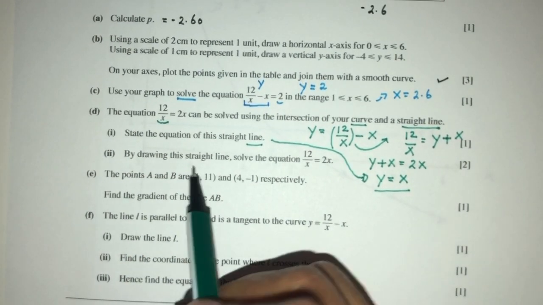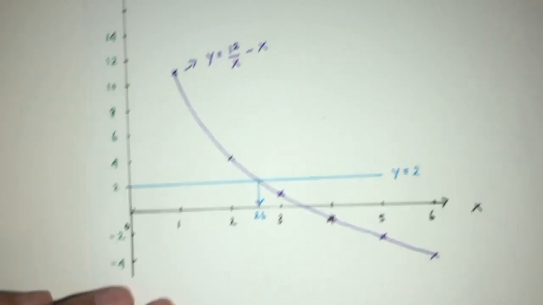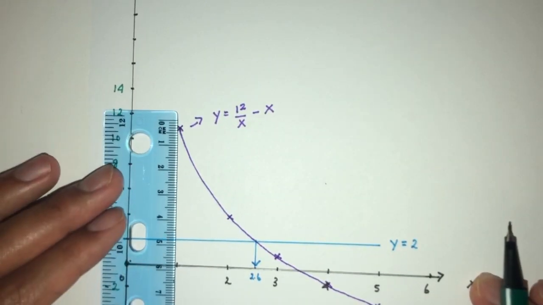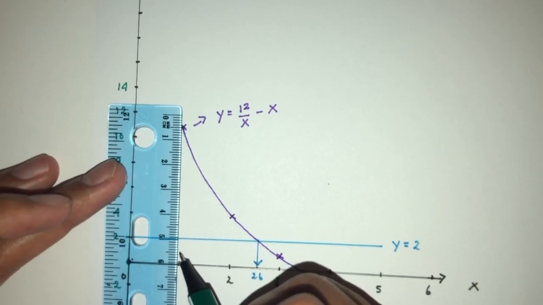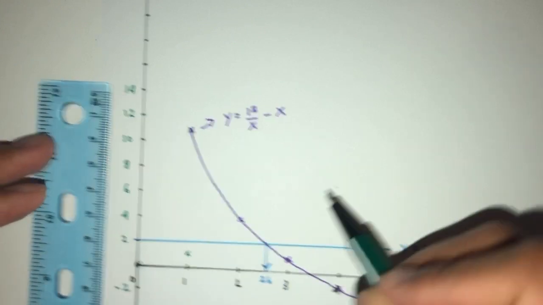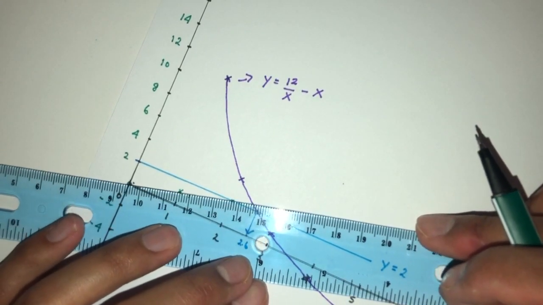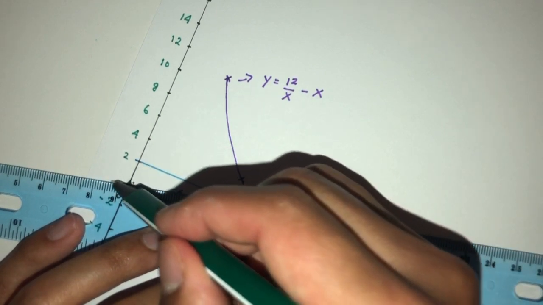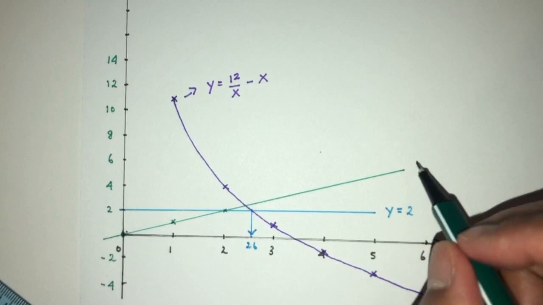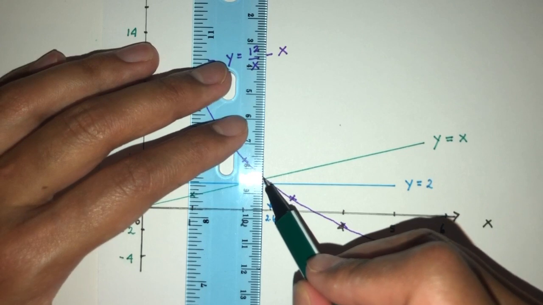Now for part 2, by drawing this line, we have to solve this. Let's draw this line. Y equals x is a line passing through the point 0, 0 and also the point 1, 1. So 1, 1 should be somewhere over here, and 2, 2 will be right here. Let's draw it. That will be the line we have to draw to solve it, y equals x. Then find the point of intersection right here, which is this one.